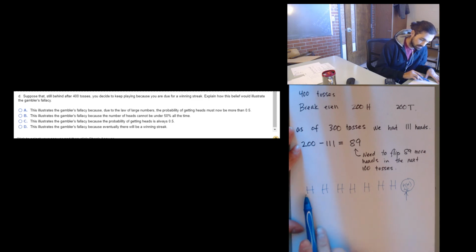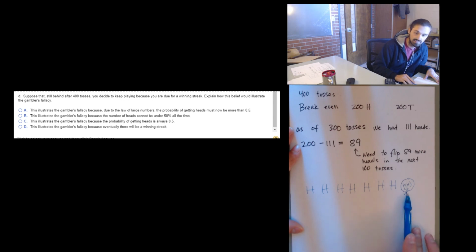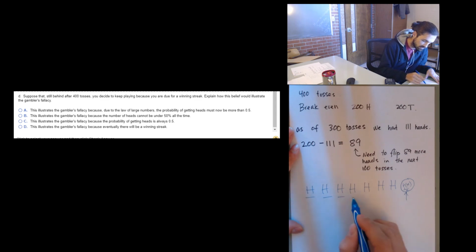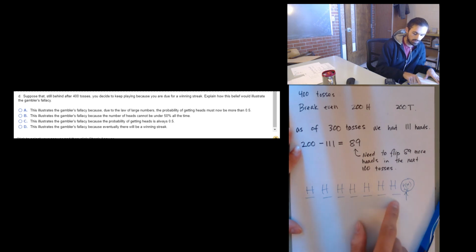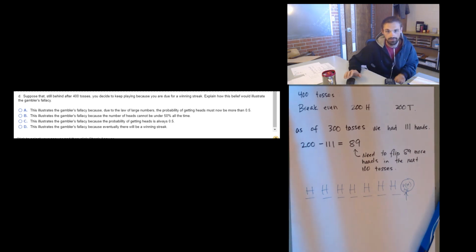Or if you flip a string of heads, don't think that the next flip is more likely to be a head or a tails. So each one of these 7 original tosses all have a probability of a half. So even though you interpret this as a string of heads and you might anticipate a tails to be more likely, a tails still has a probability of a half.